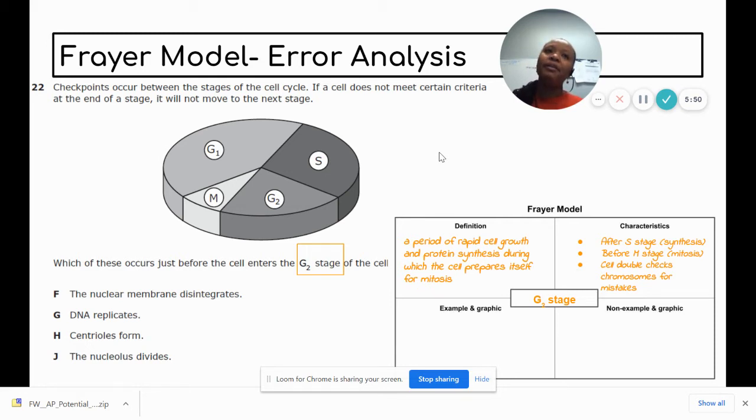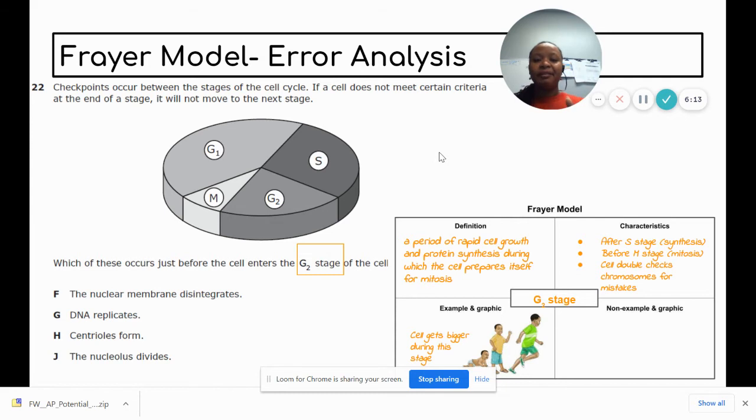But not only does it require them to come up with an example, they actually have to come up with a visual representation of that example and a visual representation of the opposite of that example. Okay, so for example, in this case, G2 stage, it basically is the point in the cell division where the cell gets bigger, it grows in size.